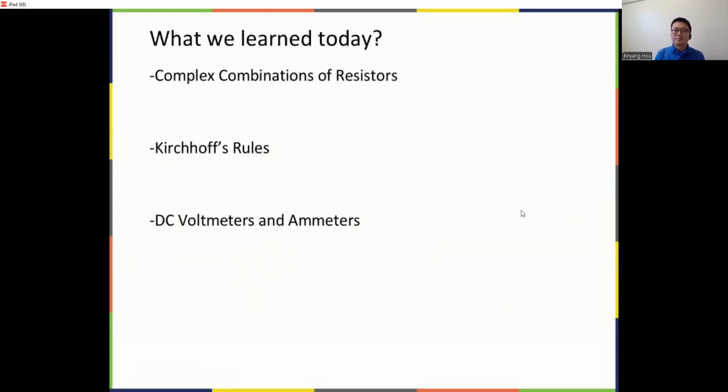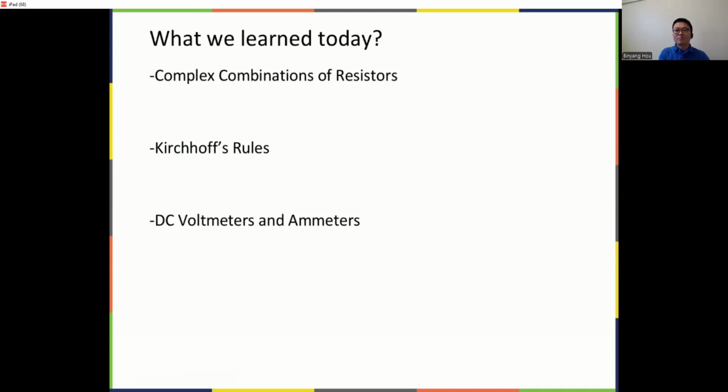So, a quick recap. We looked at complex combinations of resistors. We treat one part of the circuit that is purely series or purely parallel, replace it with an equivalent resistor, and then analyze the circuit step by step from that point on. Find the next part that's purely in series or in parallel, replace that part with another resistor, and move on, and so on and so forth.